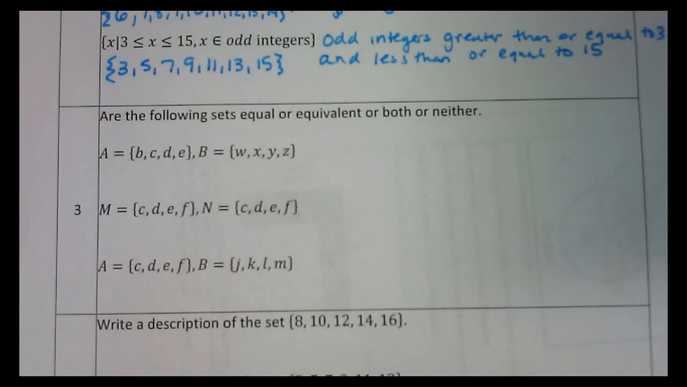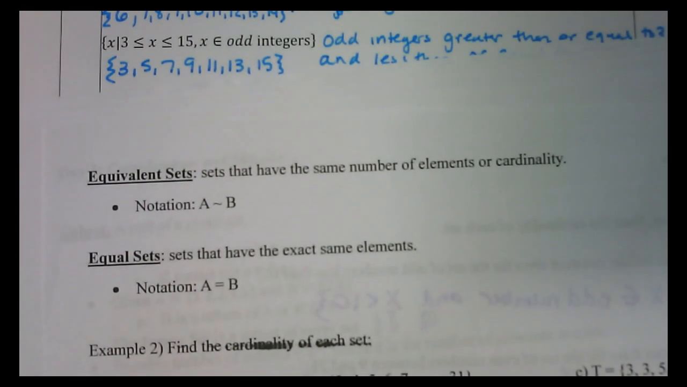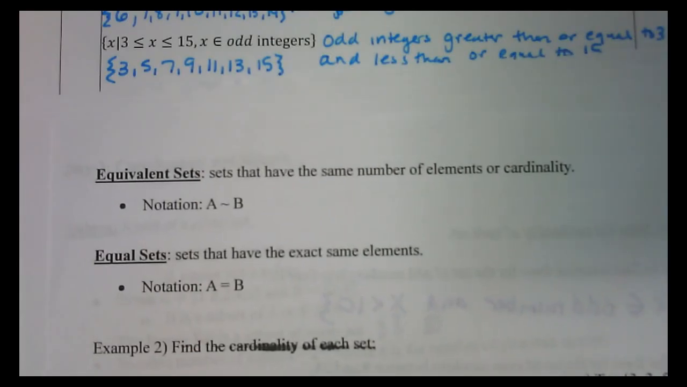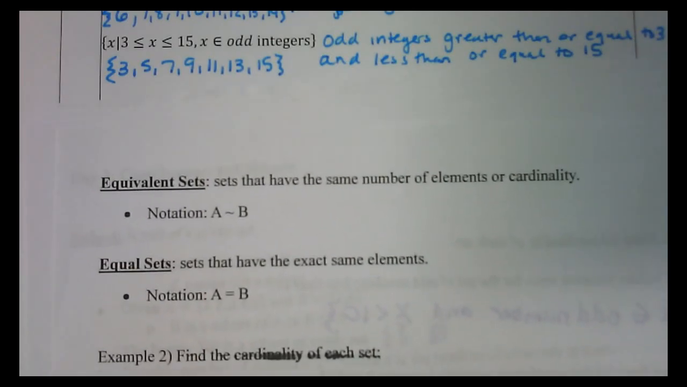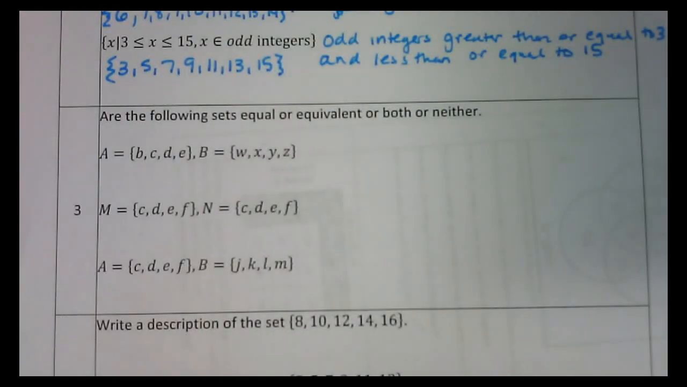All right, so the next one says, are the following sets equal or equivalent? So if you're having trouble remembering the definition, this is one of those vocabulary words that was defined in our packet. We have a lot of vocabulary in this packet that we did. So let's see what page that was on. So that's on the top of page 5. It says equivalent sets are sets that have the same number of elements. Equal sets have the exact same elements.